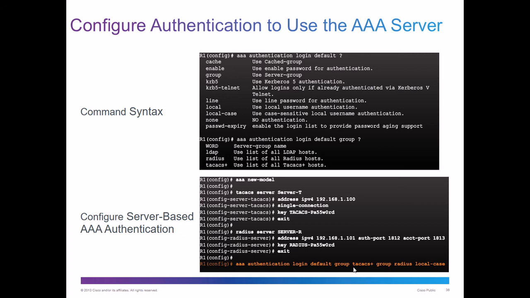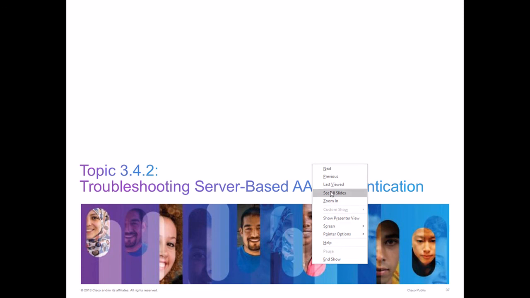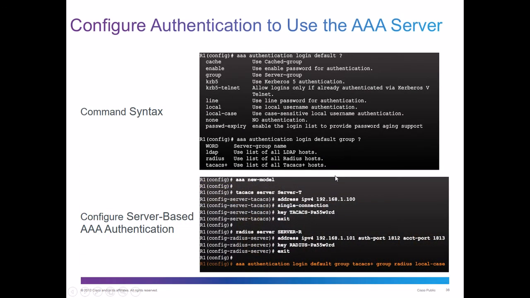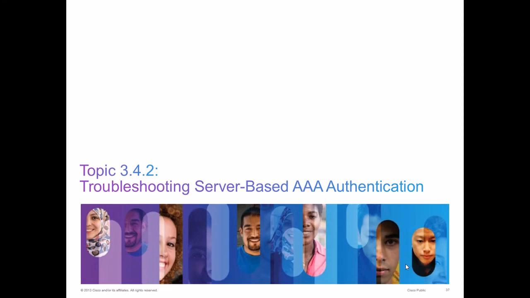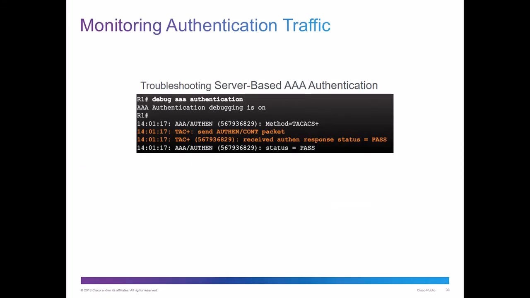This is to tell the server who's going to be the authorizing. In this case, we have group TACACS Plus, and then we have the radius servers as the backup. And local case, again, means that the username and password that you type in are case sensitive. So when you send them, they are going to be sent to the TACACS servers for authentication first. And if the TACACS server is not present for any reason, then again, it will be sent to the radius server.